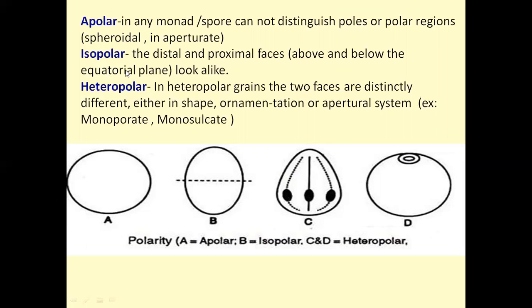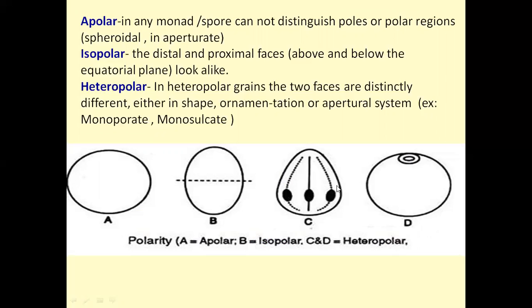Isopolar means the distal and proximal faces look alike. Both are present but are the same. Here we cannot distinguish whether it is the proximal pole or the distal pole. Here the distal and proximal poles are present, but they look the same. That type of pollen grain is called isopolar.